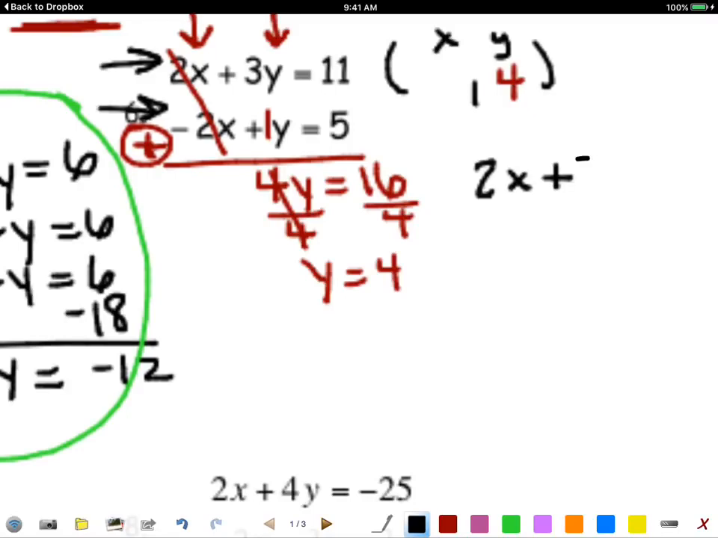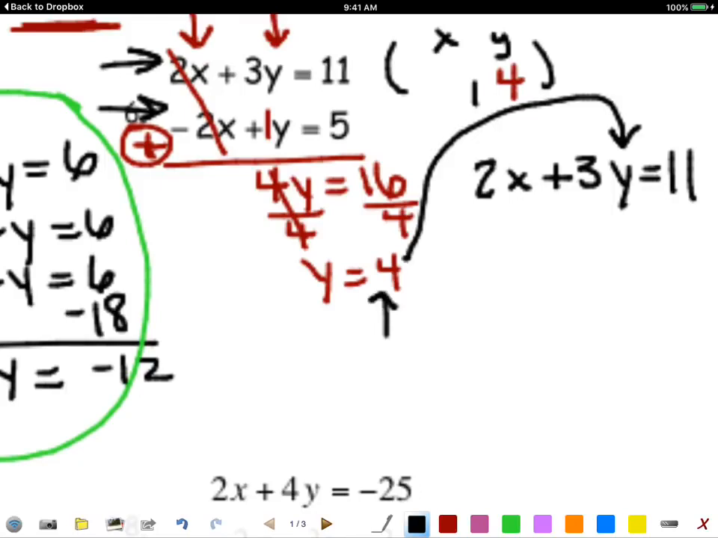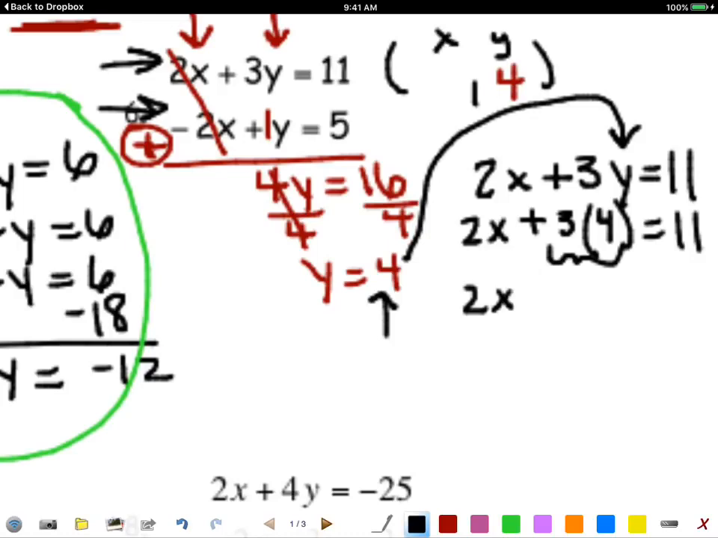So 2x plus 3y equals 11. All I did is copy it down. But look, I already know y is 4. So if y is 4, I'm going to take that 4 and I'm going to put it in place of y right here. So I leave my 2x alone, plus 3. Oh, there's the y. Take it out and put in the 4. We have to do this multiplication here first. So leave the 2x alone, and 3 times 4 is a positive 12. So we're going to put plus 12 equals 11, and we're going to solve this equation.